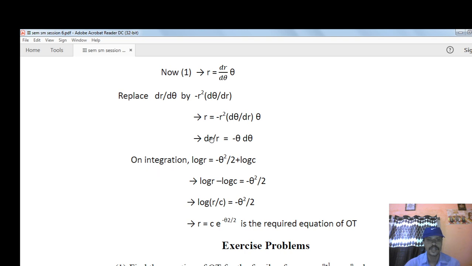integrate this. The integration of 1 by r is log r is equal to minus into the integration of theta, which is theta square by 2 plus, but we can avoid this complicated log by taking the constant of integration as log c. Now log r minus log c is equal to minus theta square by 2, and this is log of r by c is equal to minus theta square by 2. Bring log to this side, it becomes exponential, and multiply with c. So r is equal to c into exponential of minus theta square by 2, and this is the required equation of OT.